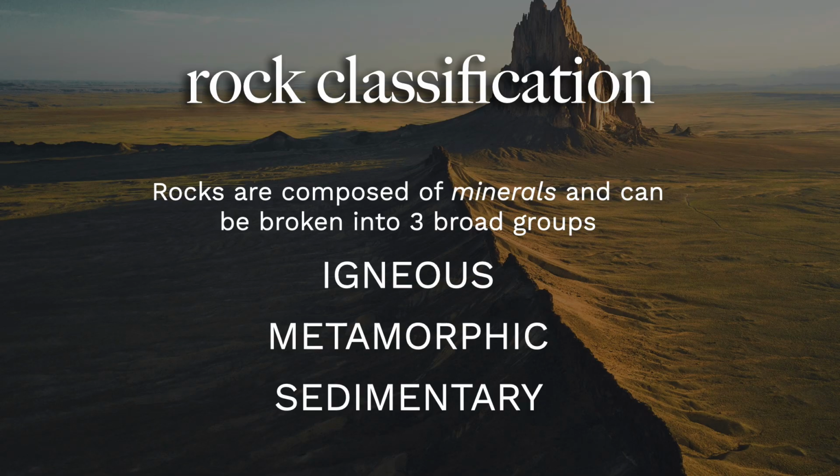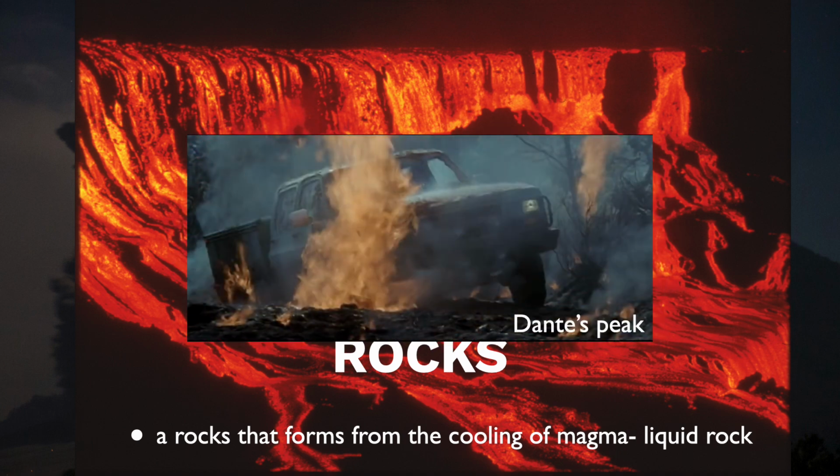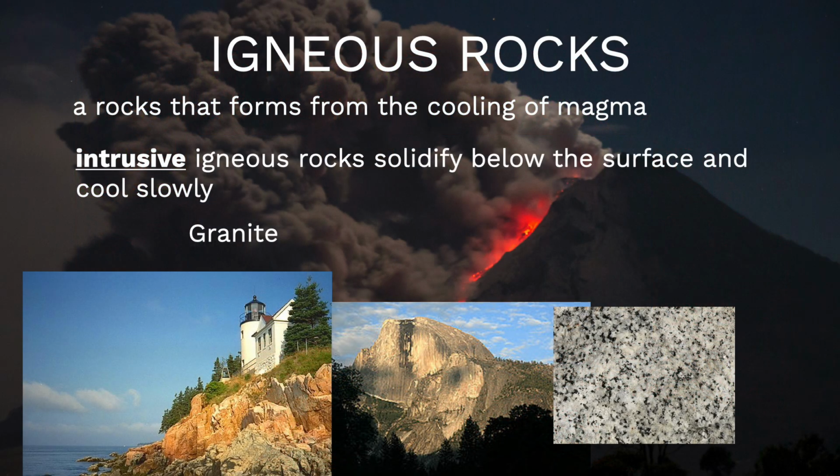So, first, igneous rocks. Igneous rocks form from the cooling of magma, which is liquid rock. So, think of Dante's Inferno. They are forming from the cooling of magma, which again is molten rock whenever it is beneath the surface. Once magma reaches the surface of the earth, then that is called lava. So igneous rocks form from that cooling of magma. So liquid molten rock cools and solidifies. Now it's called an igneous rock once it forms and cools.